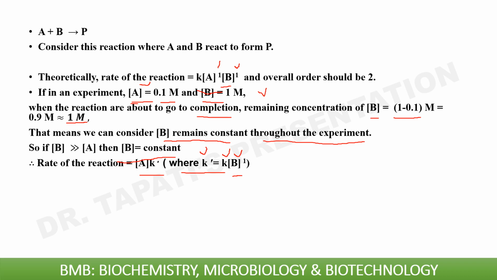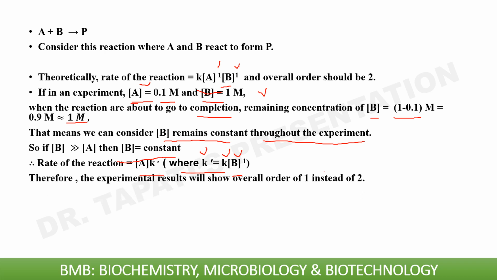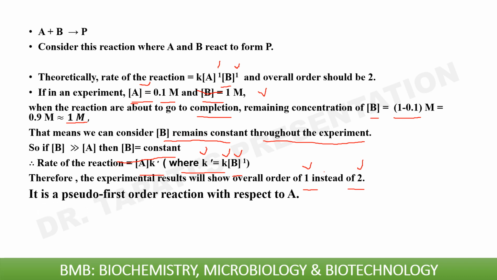Therefore the experimental results will show overall order of 1 instead of 2. Experimental order is 1, but the expected order of the reaction should be 2. Therefore it is a pseudo-first order reaction with respect to A, because concentration of B is very high. Therefore rate of the reaction is not at all dependent on the concentration of B. It is dependent on concentration of A only.